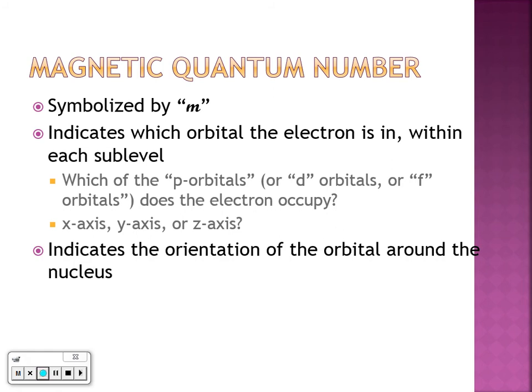So we talk about the orientation of the orbital around the nucleus. For p orbitals, is it the x-axis one? Is it the y-axis one? Is it the z-axis one? And our possible values go from negative L to positive L. It seems abstract, but I'll look at it this time.